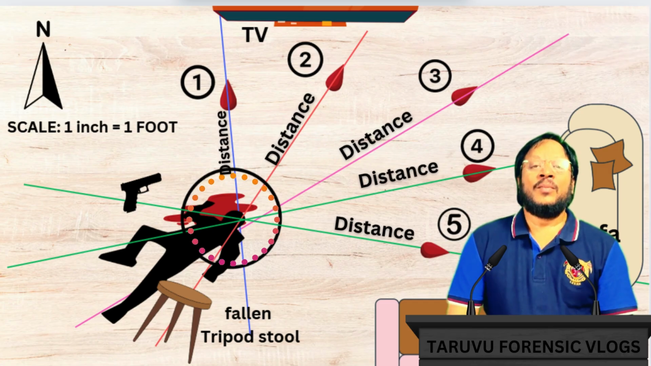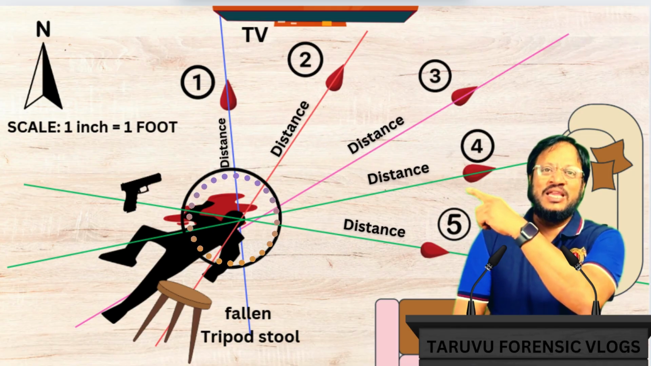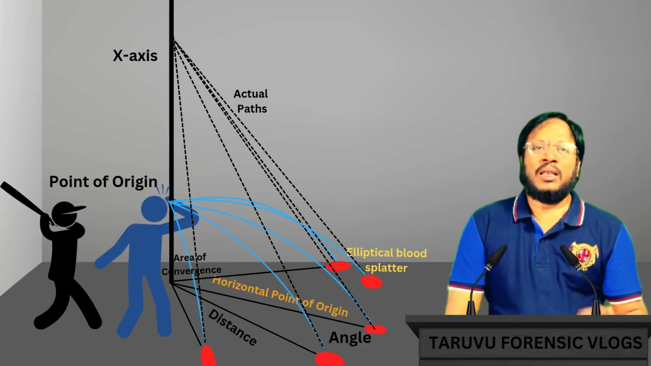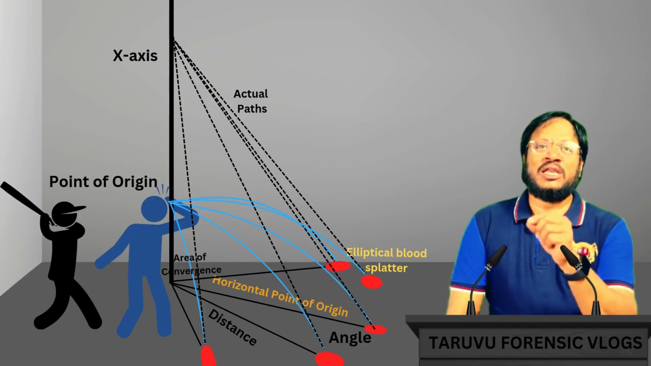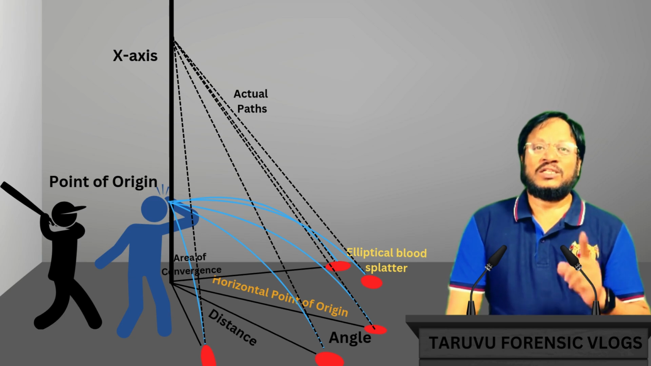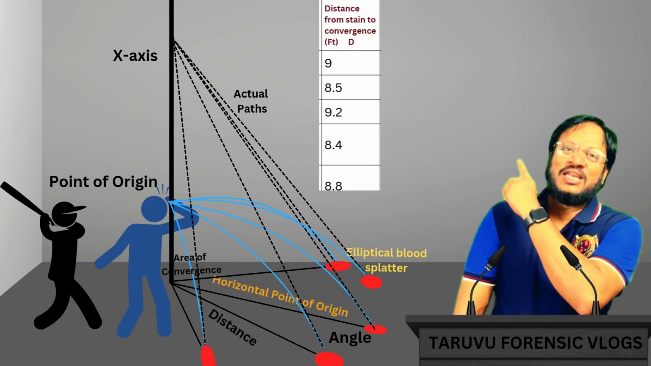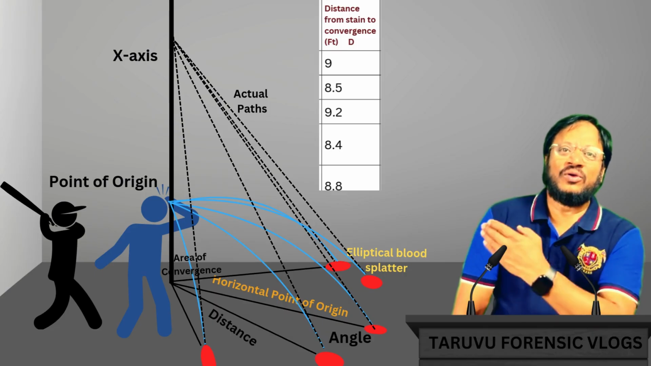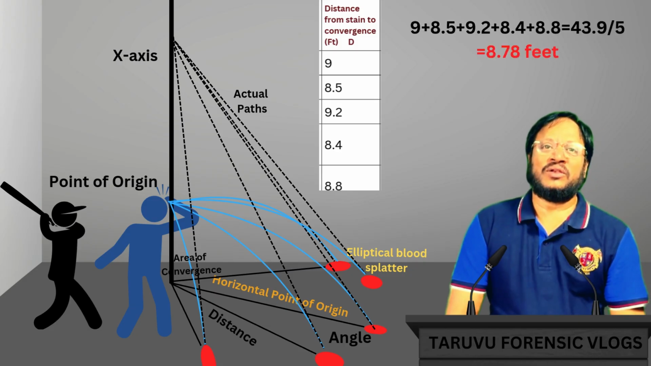Next, measuring the distance from the stain to the area of convergence. This is very, very important. Next, we need the distances from each stain to the area of convergence. For stain 1, the distance is 9 feet. For stain 2, it is 8.5 feet, and so on, averaging out to 8.78 feet.